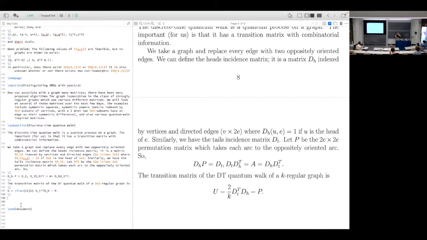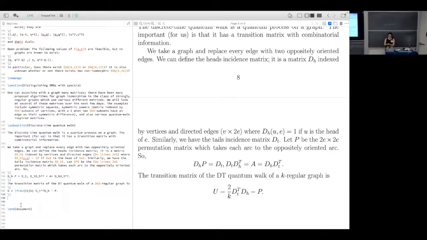What it means is that at time t, if I have the state vector, I just take the t-th power of this U matrix, and I would get the state after time t. We are not going to use that in a quantum sense. All we're going to do is use this to make some other graph invariant.